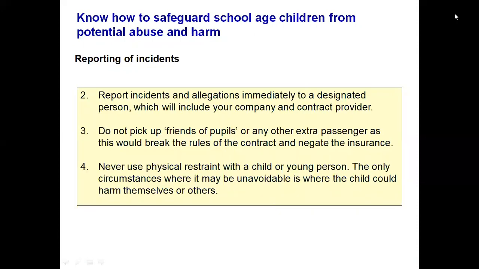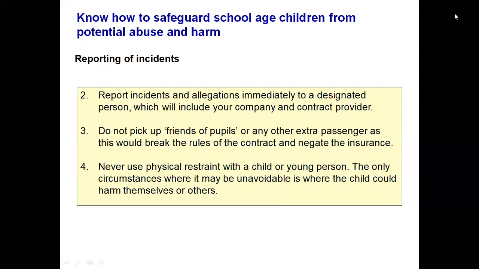You must report any incidents and allegations immediately to the designated person, which is obviously your company and the contract provider. You need to nip allegations, especially, in the bud. Meet them head on and let them know what's been said about you.